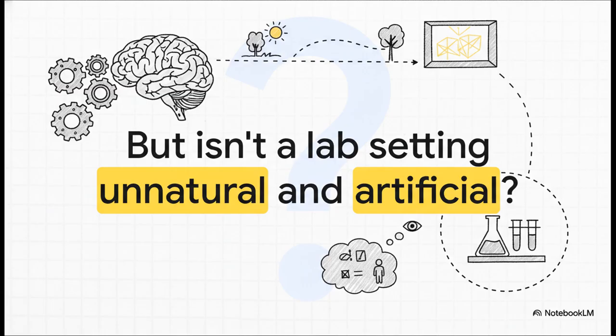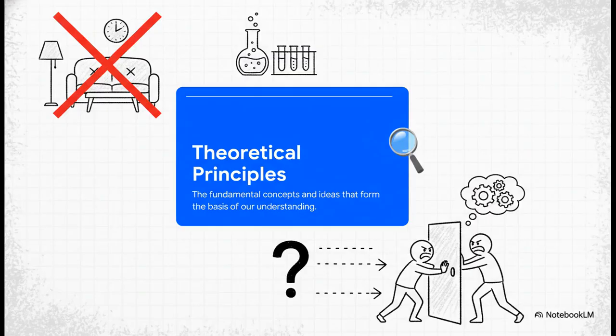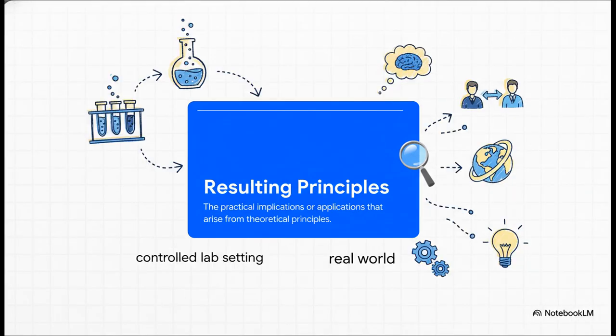Well, the secret is understanding what the lab is actually trying to do. See, a researcher's goal isn't to perfectly recreate your daily life inside their lab. The real goal is to simplify reality, to strip away all the extra noise so they can test one specific fundamental idea, a theoretical principle. So they're not trying to copy your Instagram feed perfectly. They're trying to test the core idea of whether seeing other people's perfect lives makes us feel worse about our own. And once that core principle is tested and understood in that controlled lab setting, it creates these resulting principles. Think of these as the practical takeaways, the insights that help us explain behavior not just in that one lab, but out in the real world across tons of different situations.